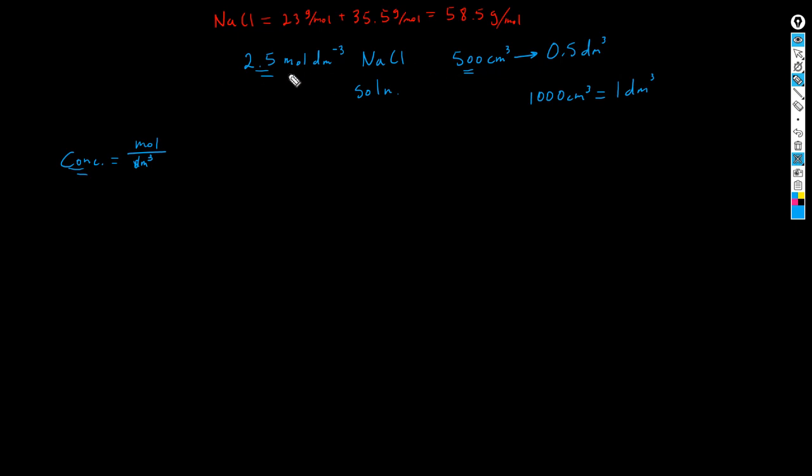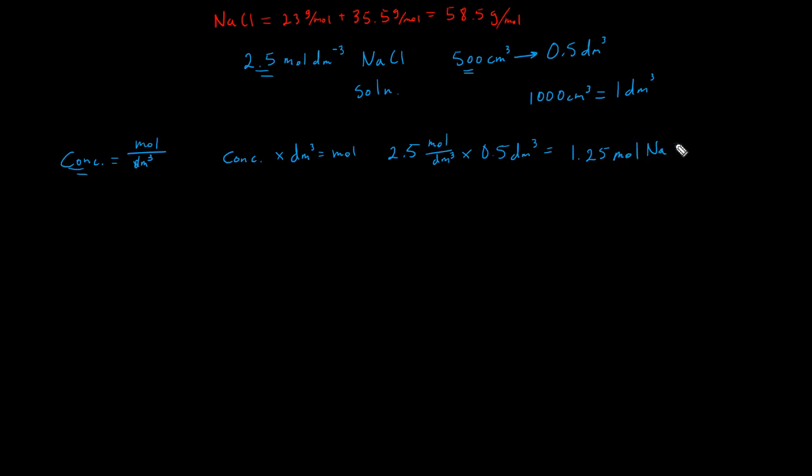So if I have my volume in cubic decimeters and I have my concentration, I can rearrange this equation to say concentration times cubic decimeters is equal to moles. So here we have 2.5 moles per cubic decimeter times 0.5 cubic decimeters is equal, 2.5 times 0.5 is 1.25 moles, sorry. So that means that in this solution I need 1.25 moles of sodium chloride.